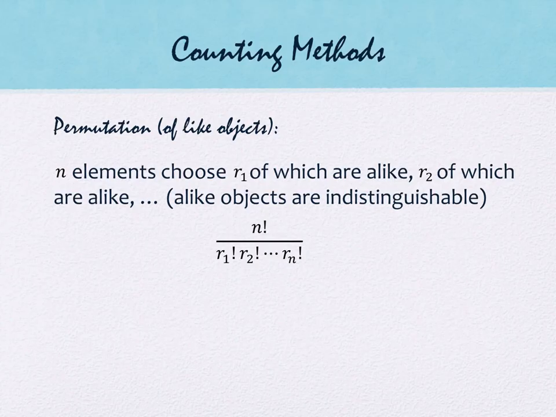Then if we want to know how many permutations there are of these objects, it is n factorial divided by each of those different indistinguishable objects and their factorial. So we have r1 factorial, r2 factorial, all multiplied out, times n factorial.